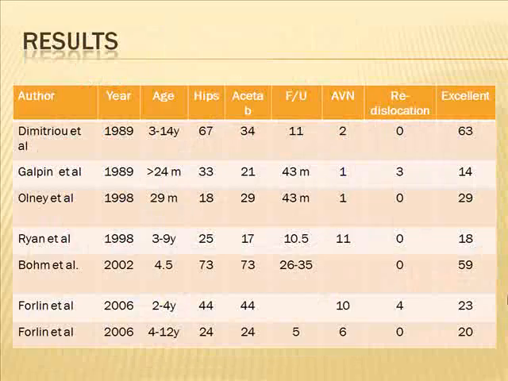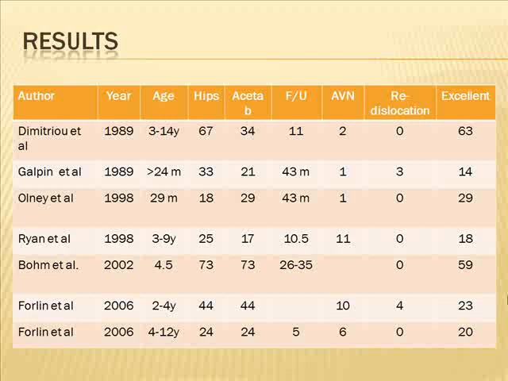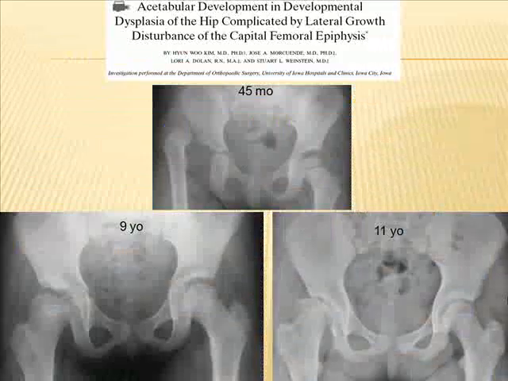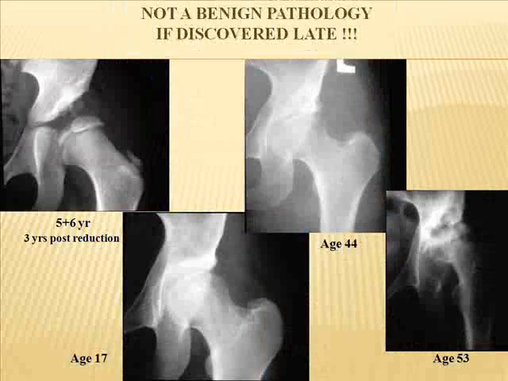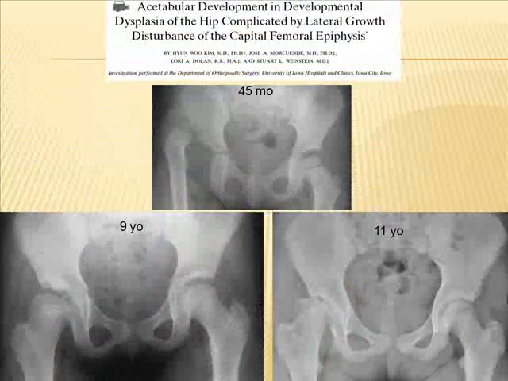So when you look at the results of different series, you can see that the mean age is usually around 4 or 5 years of age. You see the number of hips, and that avascular necrosis is still high in some of these series, and the same way there are some dislocations. And when you look at the number of hips with excellent results compared with the total number of hips, it is about 60–70%. So you have to remember that short-term follow-up of only 4 or 5 or 7 years is not enough.